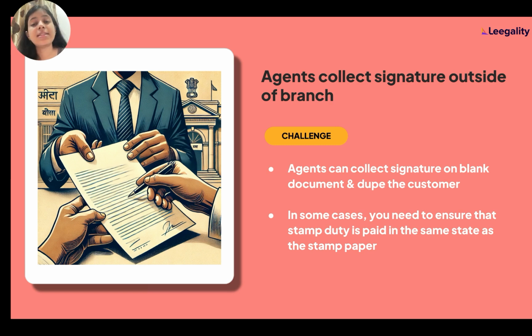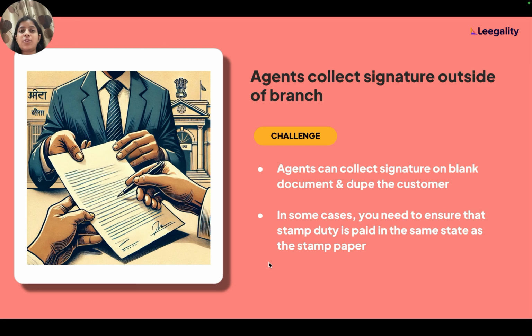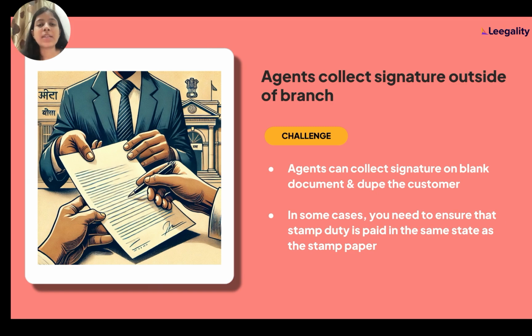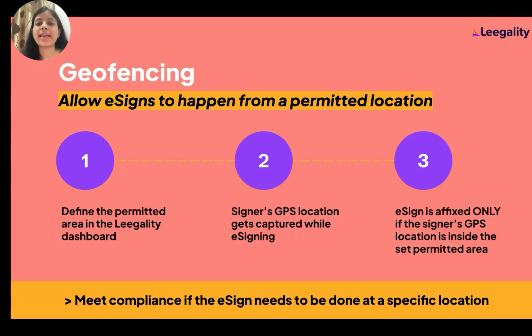The second case is that at times you need the document to be signed in the same state where the stamp duty was paid. So to help you with these two cases, we have built Legality Geofencing. Now with this feature, you can set a permanent location where you want the e-sign to take place. So if the signer is present in that location, only then will the e-sign go through. And after the e-sign has been done, we note that location in a secure audit trail, so you can use it for your future references.